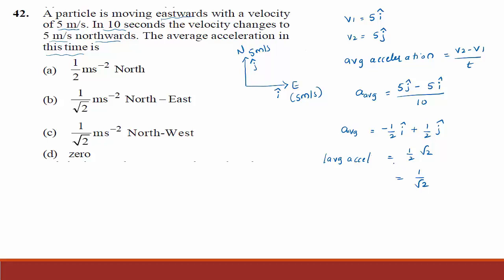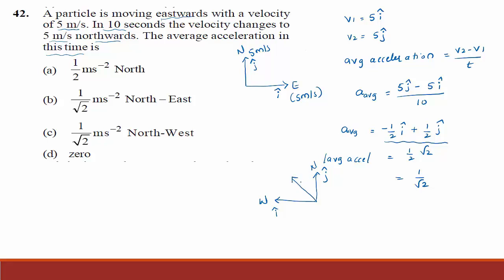Now, in which direction? Finally, we can observe this equation. Minus 1 by 2 means along negative x-axis, that is I cap, my negative x-axis means it is along westward, west direction. And then plus 1 by 2 J cap means northward. Then this is the resultant.